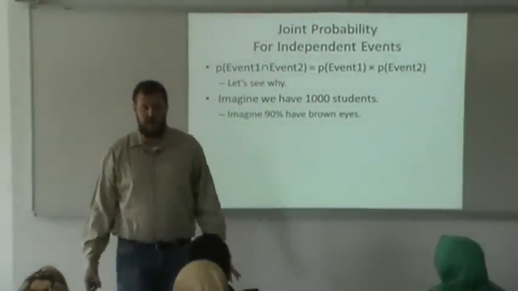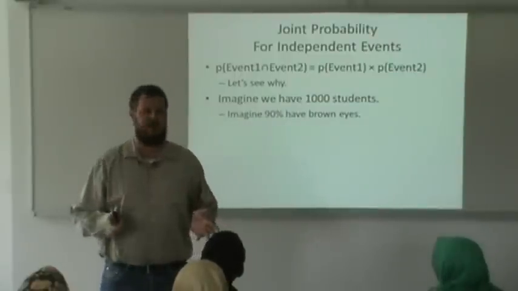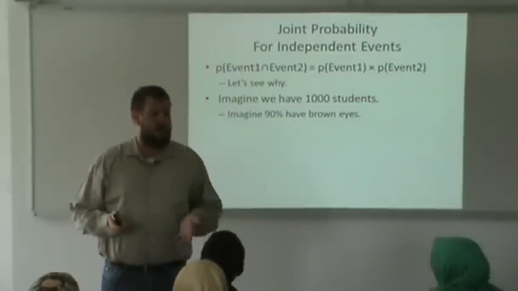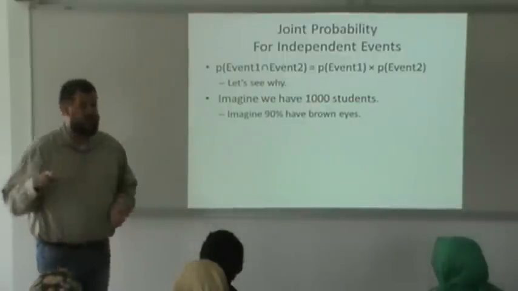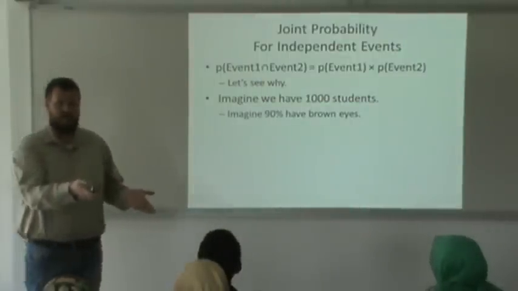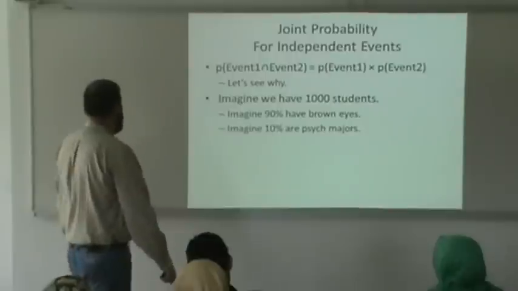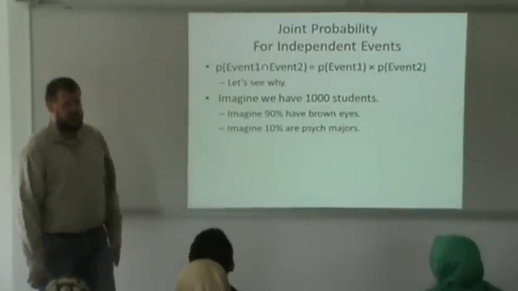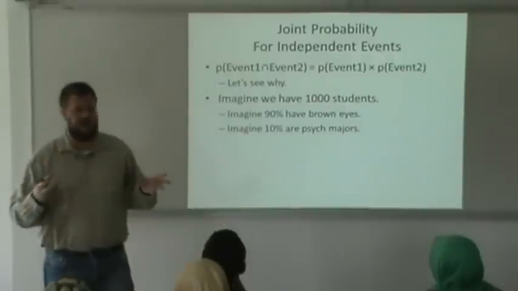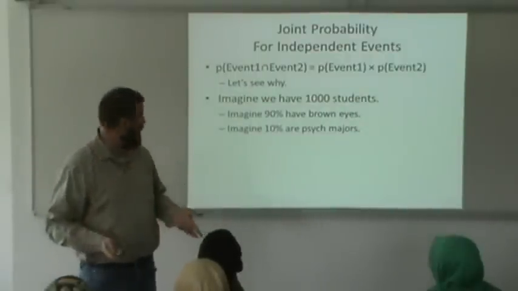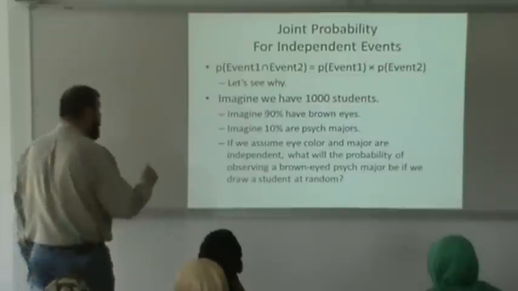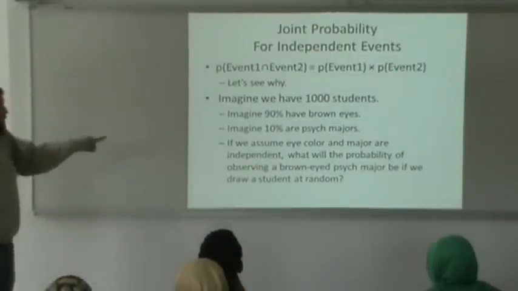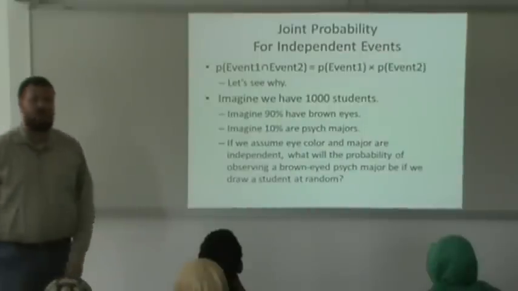So what's the probability of picking a student at random and observing brown eyes? 9 over 10. 0.9, right? It's 0.9. Imagine 10% are psych majors. What's the probability of picking a student at random and observing a psych major? 0.1. 0.1, that's exactly right. If we assume eye color and major are independent, what will the probability of observing a brown-eyed psych major be if we draw a student at random?